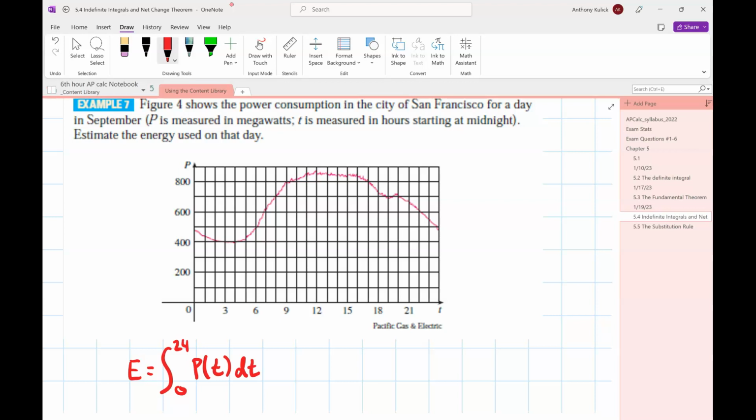Are we given a function for P of t, though? How am I going to do this then? I'm going to approximate this. How am I going to approximate this? I'm just going to count some boxes. So let's see, that's a 4 by 24.